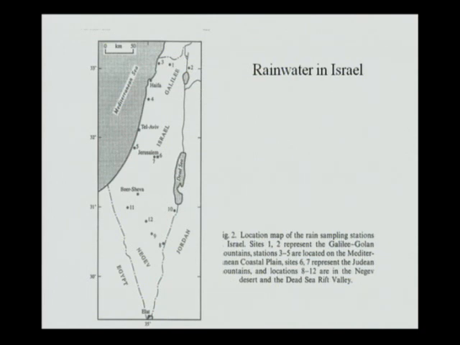Now it's a different story. No more sulfate reduction. We don't know the system. We want to find out what is the nature of sulfate in rainwater in Israel. And this was work done with Baruch Spiro.